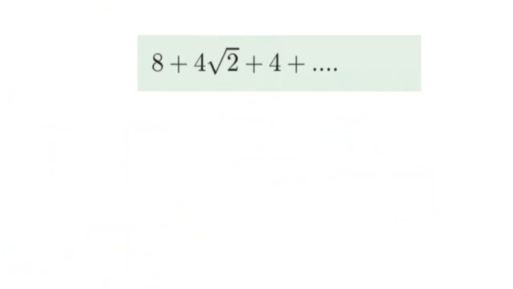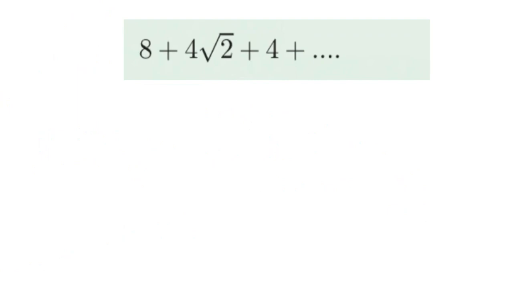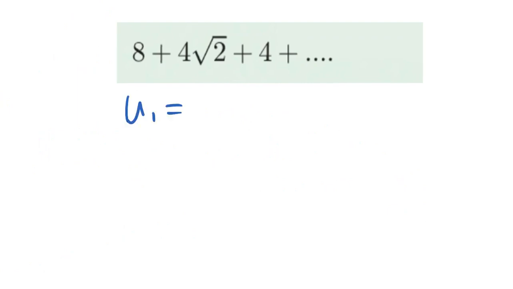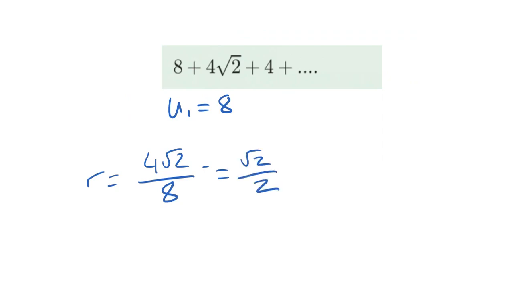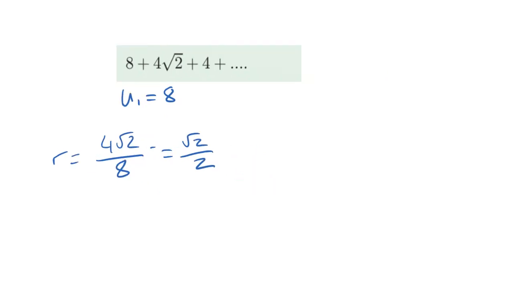Let's try another one. This one looks a bit more complicated, so we'll have a quick go at this one. So we've got to sum these terms. So again, u1 is equal to 8. R looks a little trickier to find, so let's just work it out. We're going to have, let's just say 4 root 2 divided by 8 is our r. Well, that is going to be root 2 over 2 if we just cancel the 4 with the 8. Look, okay, so we've got our values. Let's just pop them in.